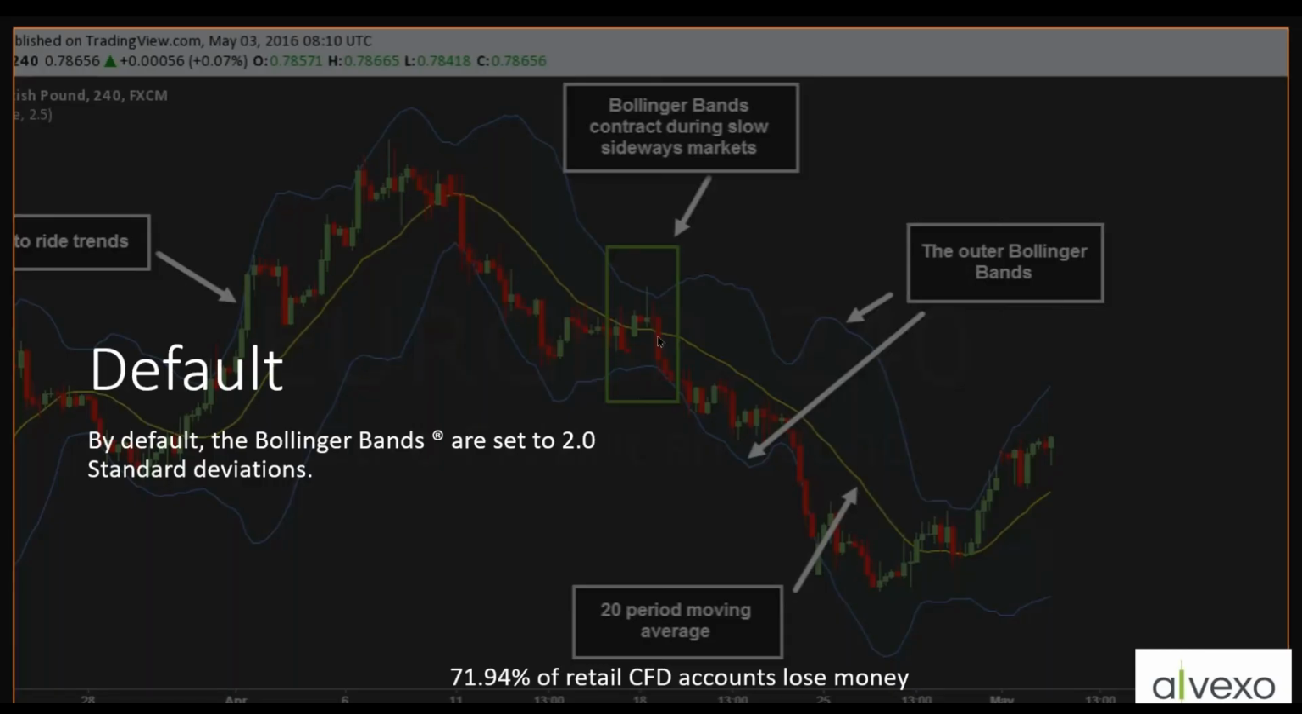And therefore, we end up with the Bollinger Band. And the Bollinger Band is 2 standard deviations plus and 2 standard deviations minus from the moving average. Okay, that's it. And that's all you have to know. And by default, the Bollinger Bands are set at 2 standard deviations.